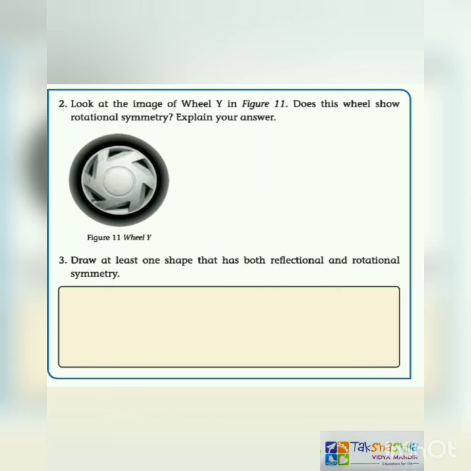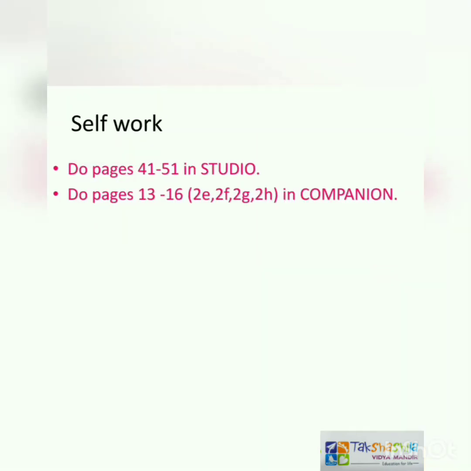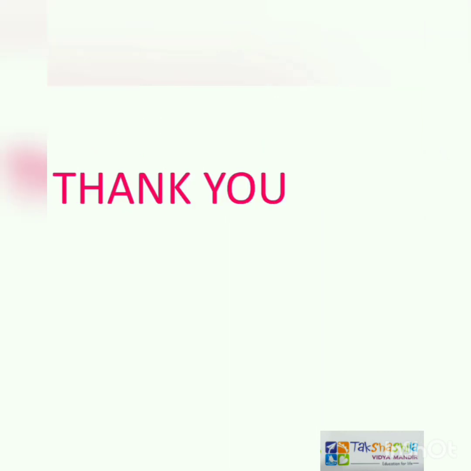Second question, look at the image of wheel Y. That is wheel X, this is wheel Y. Does this wheel show rotational symmetry? Yes, right. But you have to explain your answer, so near to that you have to give the answer. See the third one, draw at least one shape that has both reflectional and rotational symmetry. This is your self work. You have to draw one shape that should have both reflectional as well as rotational symmetry. Do this as self work. Thank you, children.